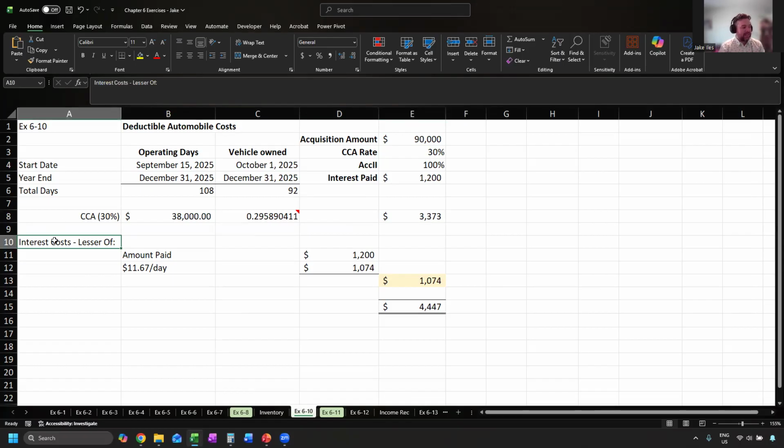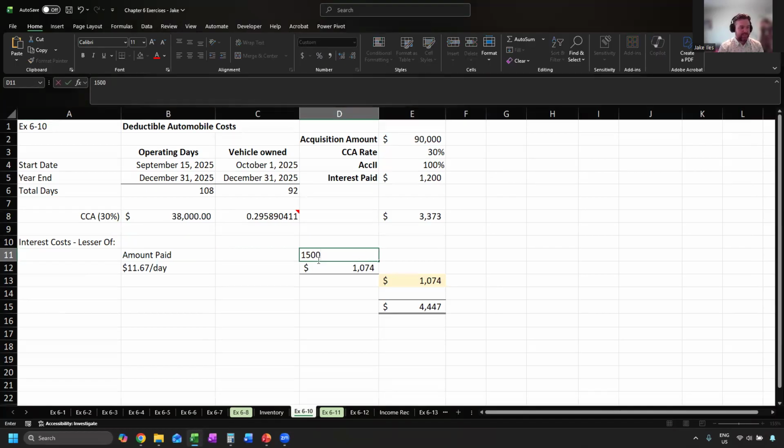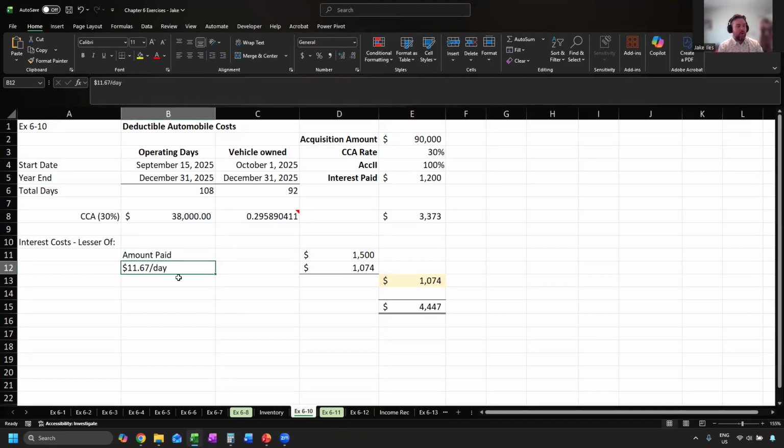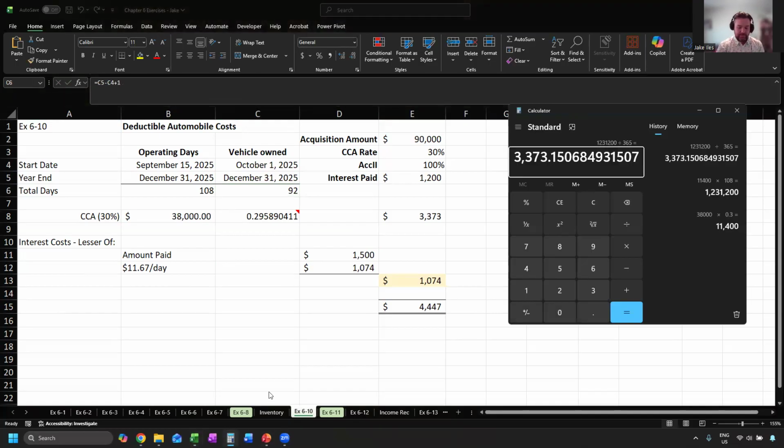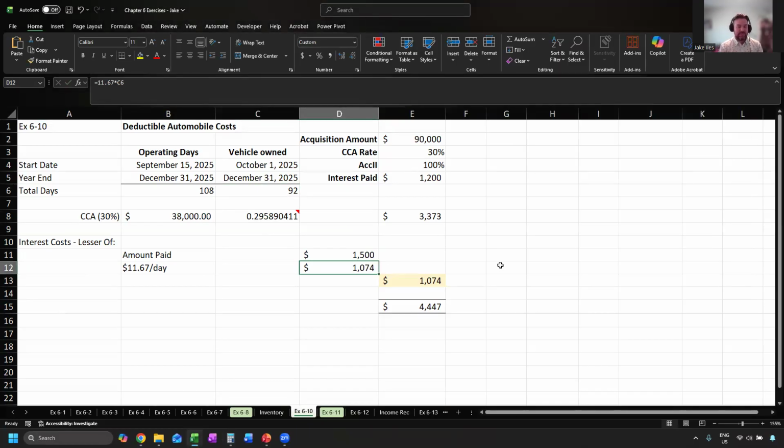Now we take the lesser for interest, the amount we actually paid, which the question says $1,500, or 11.67 per day. So the loan started on October 1st. From October to the end of December, that's only 92 days. 92 times 11.67 per day, we have a maximum expense of 1,073.64. Let's just round to the nearest dollar, 1,074.